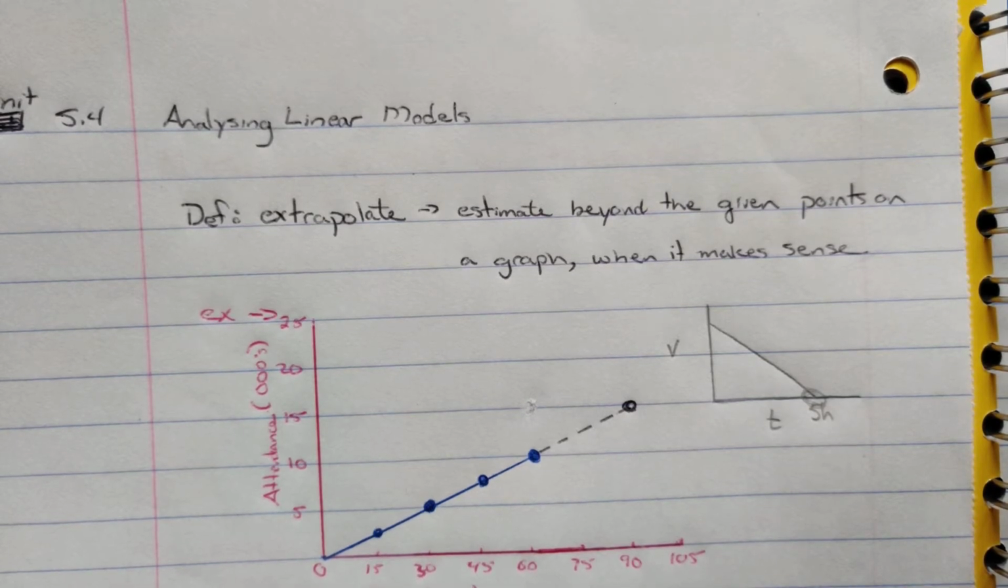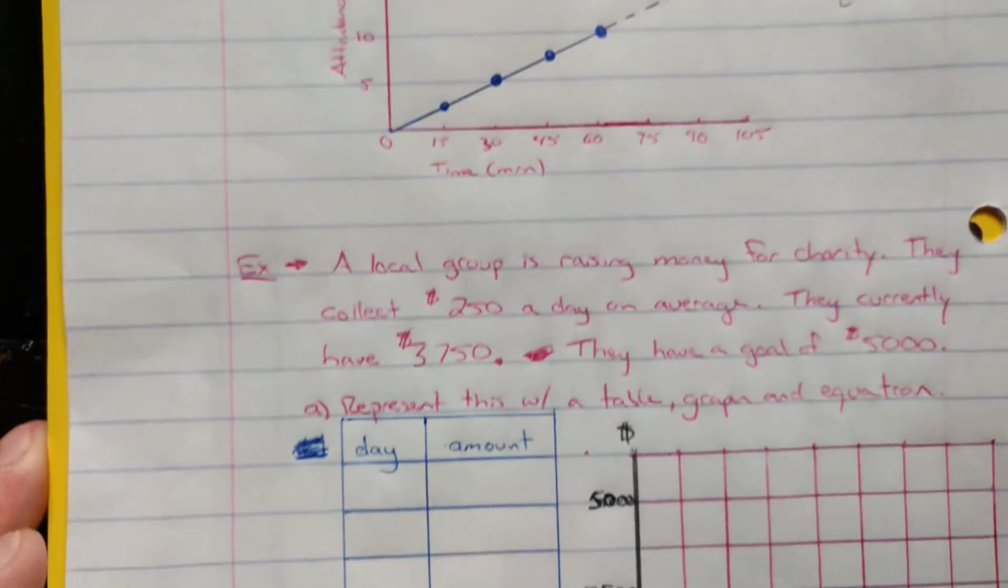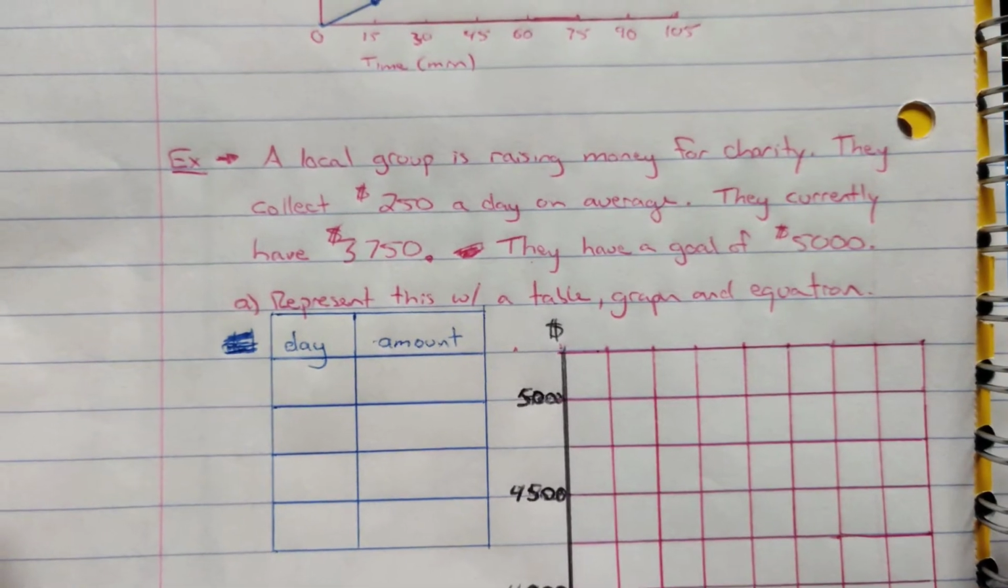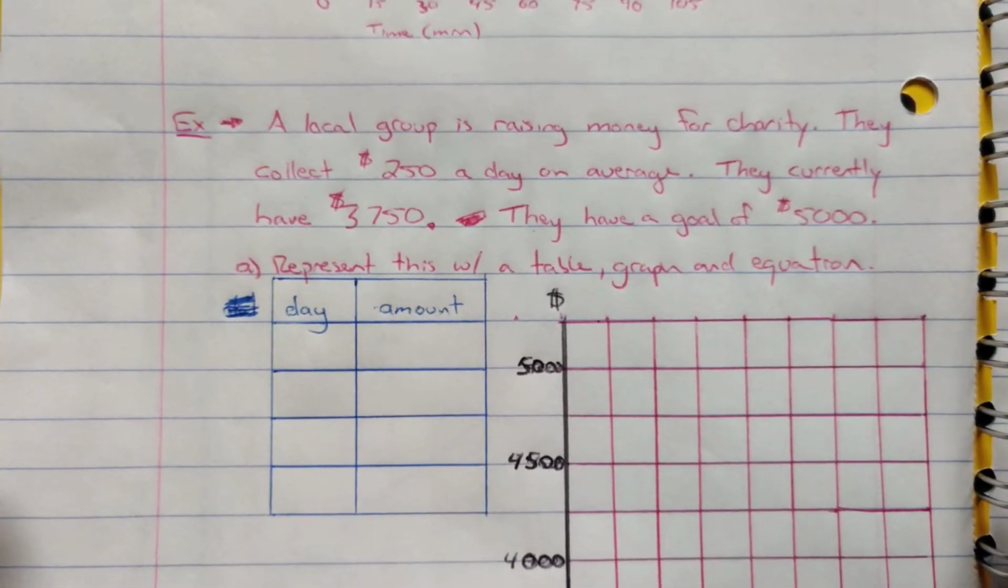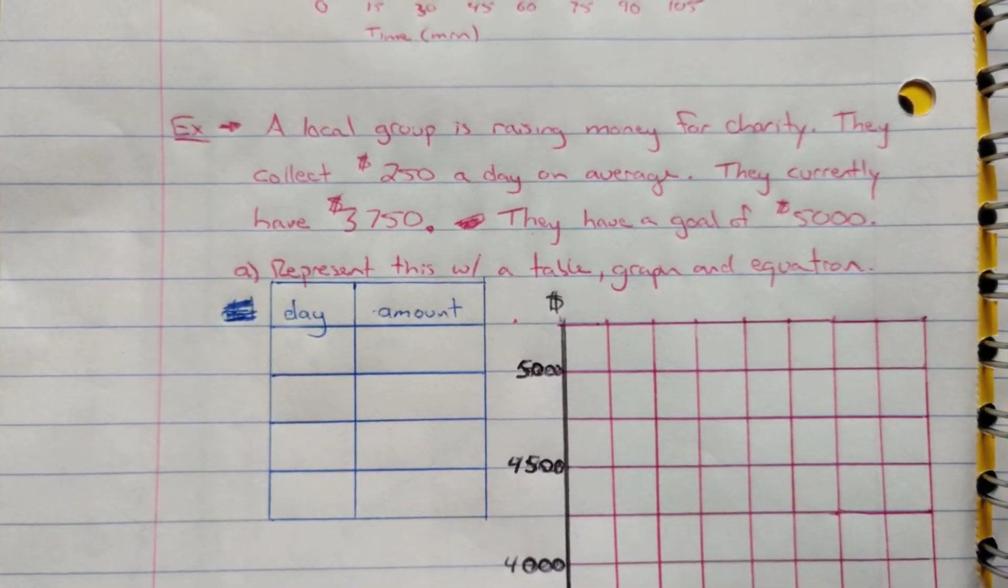So a little bit of practice with that. We have a local group raising money for charity. They collect $250 a day on average. They currently have $3,750. Their goal is $5,000, and we want to represent this with a table, a graph, and an equation.